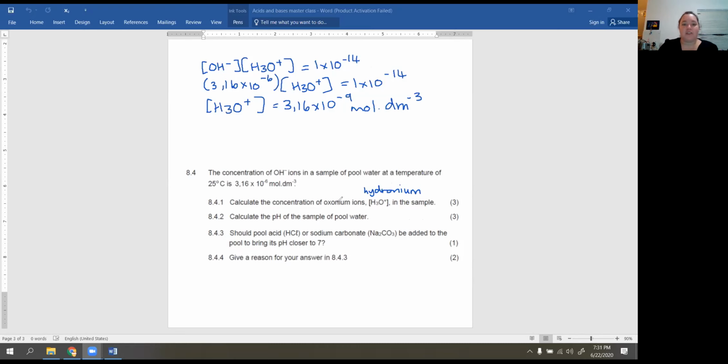So that was the first step. I think most of you should have been relatively good with this. You can rearrange before you do your substitution, but it'll be formula, substitution, answer with units. The next question is to calculate the pH of the sample of the water. So I'm going to quickly pause it while I give you a chance to work that out.